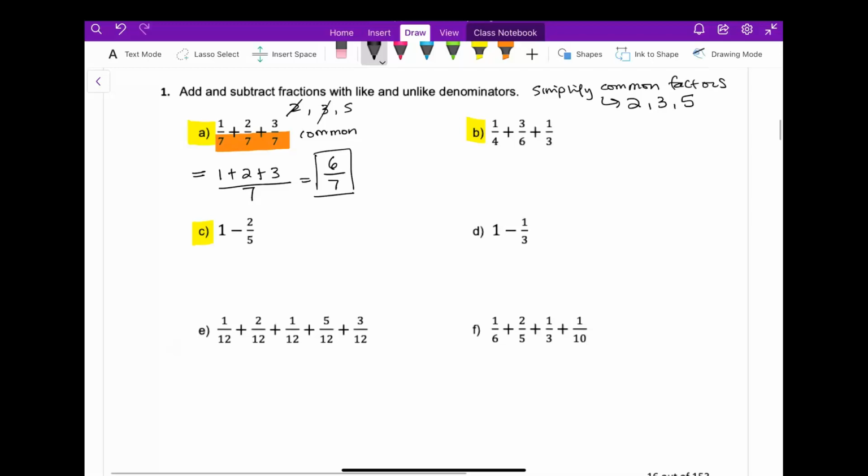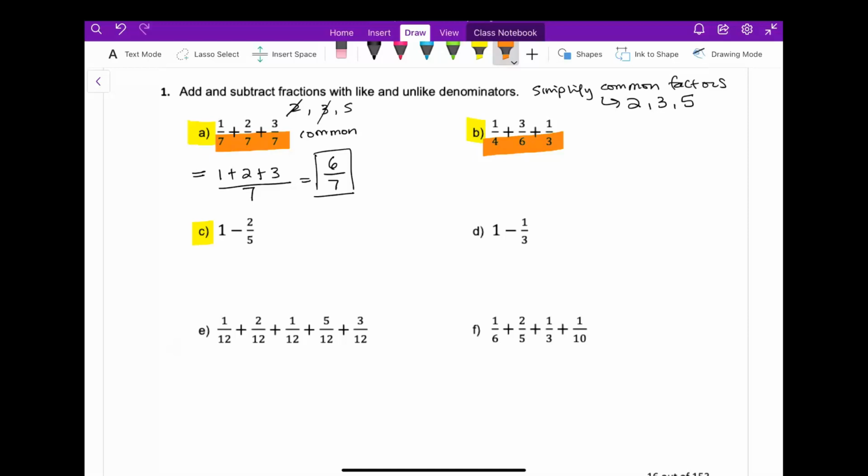Example B goes into unlike denominators, right? So I take a look and I'm noticing that 4, 6, and 3 are not the same denominators. So in this case, I'm going to show you a second method. I love knowing different methods because it gives me freedom to do something however I want. Sometimes when you only know one way, it's not the easiest or simplest way to do it.